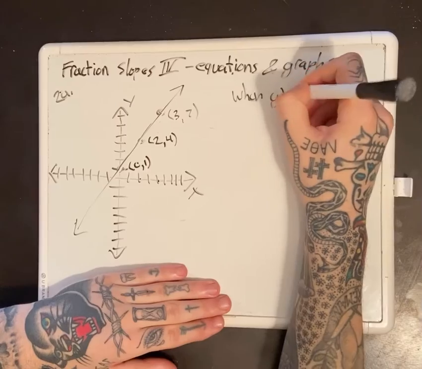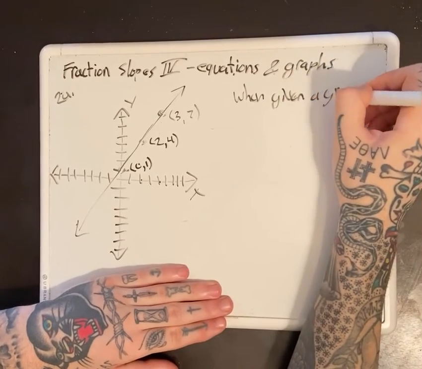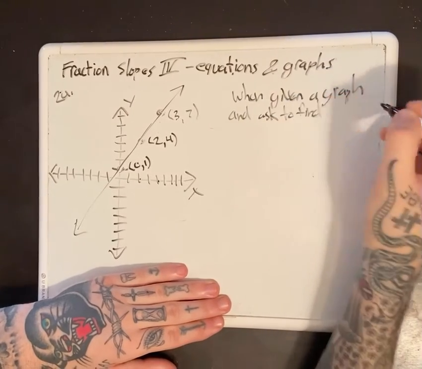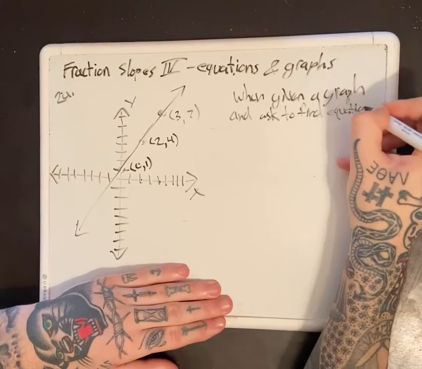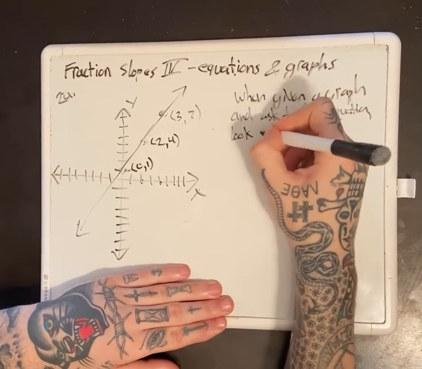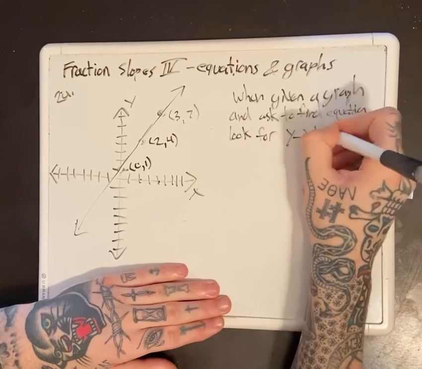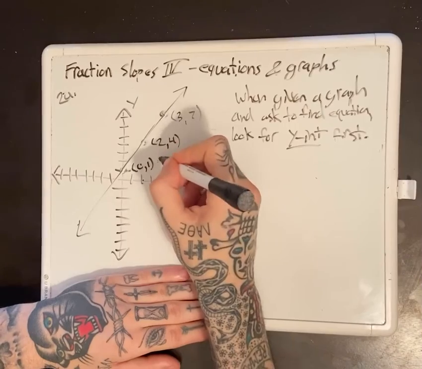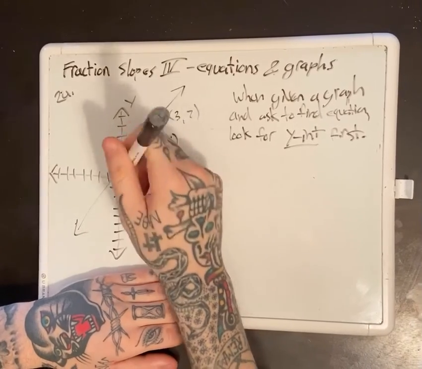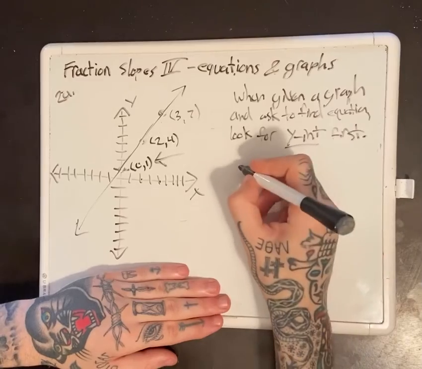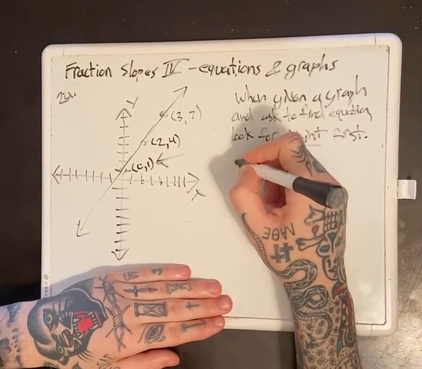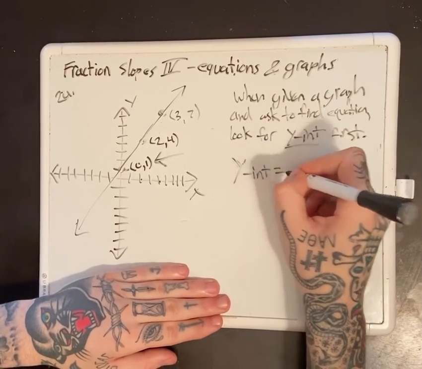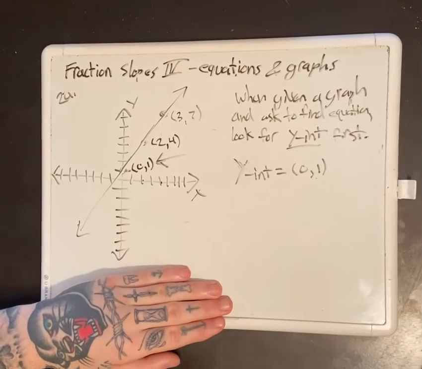So when given a graph and asked to find the equation, look for the y-intercept first, okay? We want to find the y-intercept first. We already know it's right here because it's where it crosses the y-axis. So our y-intercept, sorry, my pen's dying, is equal to 0, 1.